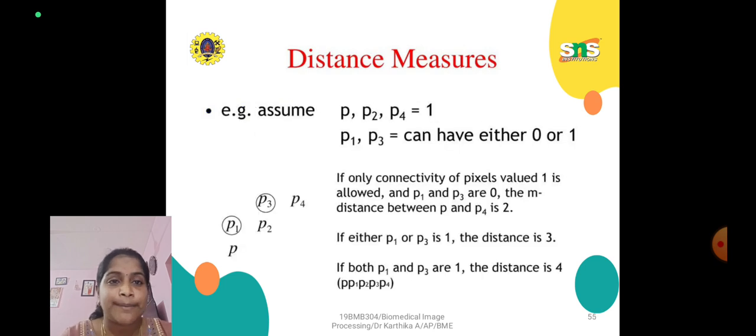For example, assume P, P2, P4 are 1, and P1, P3 can have either 0 or 1. See, P1 and P3 are circled here. If only connectivity of pixels valued 1 is allowed and P1 and P3 are 0, the m-distance between P and P4 is 2. If either P1 or P3 is 1, the distance is 3. If both P1 and P3 are 1, the distance is 4.